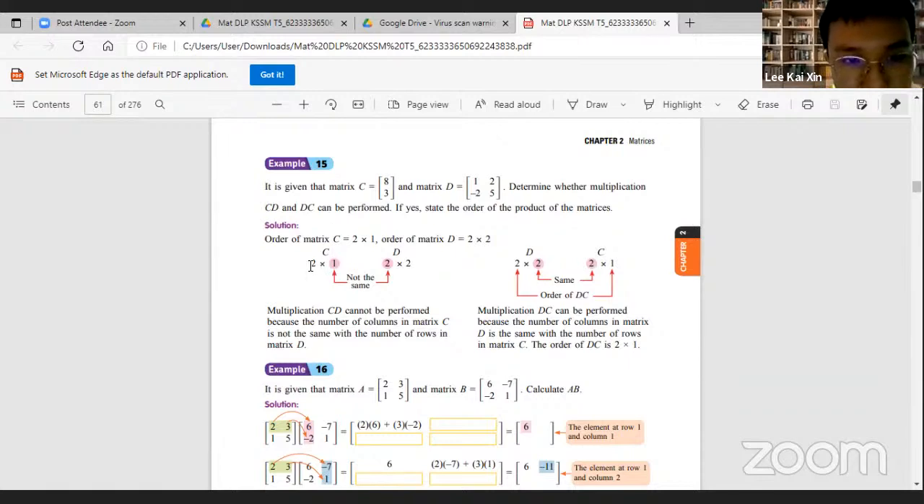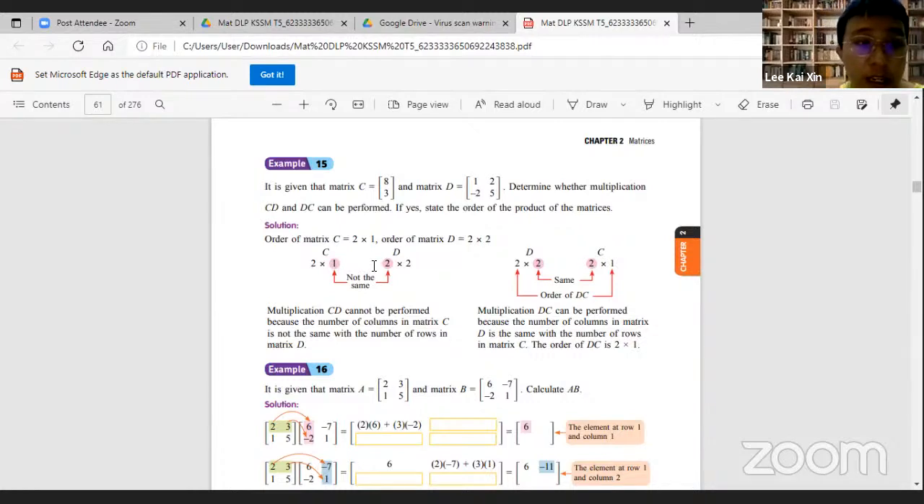You see, when we multiply, the middle part here, both cannot be the same. We cannot cancel off, so when we cannot cancel off, it cannot be multiplied. Multiplication of CD cannot be performed because the number of columns in matrix C is not the same as the number of rows in matrix D.